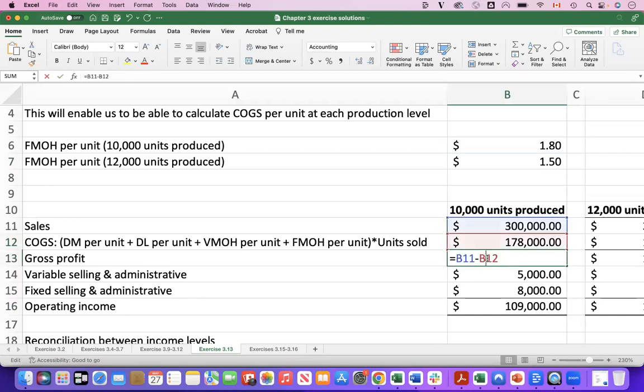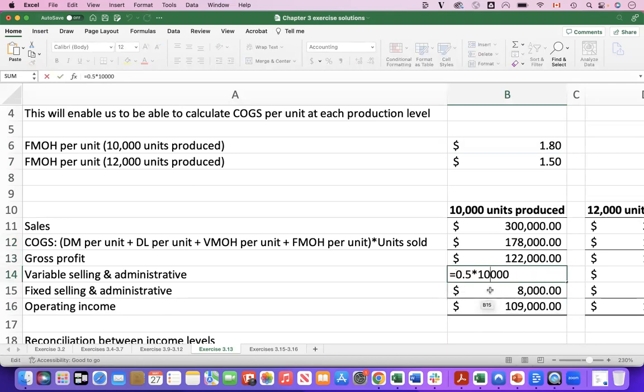Then from there, it's pretty straightforward. We subtract the two, sales minus cost of goods sold, to get our gross profit. Our variable selling and administrative expense, how did we calculate that? Well, we took the variable selling and administrative expense per unit, which was 50 cents, and we multiplied by the units sold, which was 10,000, to get $5,000 in variable selling and admin. Fixed selling and admin, it's just a fixed amount. In the month of August, they incurred $8,000 of it. So that's simply put.